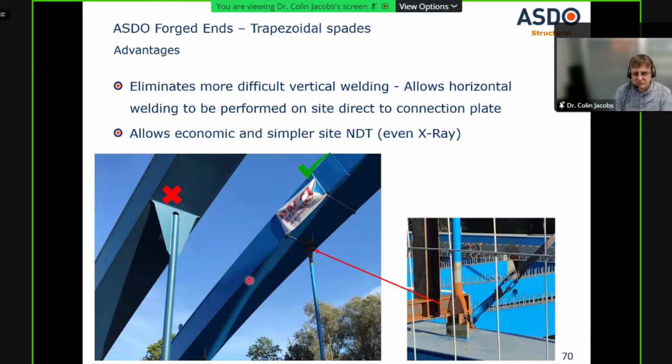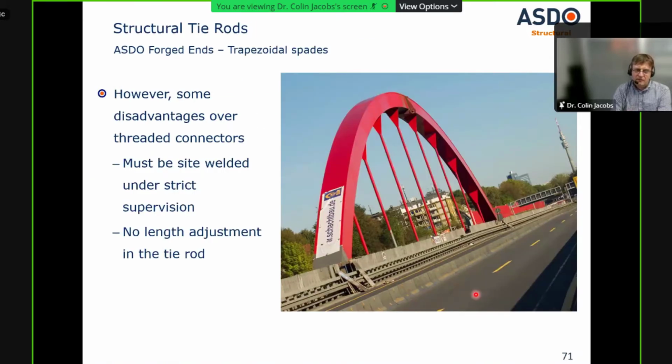So this is much easier than a traditional system used in Germany where they had lots of down welding, maybe 4 welds either side of a tie bar. So now we only have nice horizontal welding on 2 sides. This also allows on-site NDT to be performed a lot easier. So it's a system that may be of interest to you, but obviously the downside is that you do have to have good on-site welding control. And the other major downside really is there's no length control between here. So there's no length adjustment available. You have to be quite precise in your fabrication.